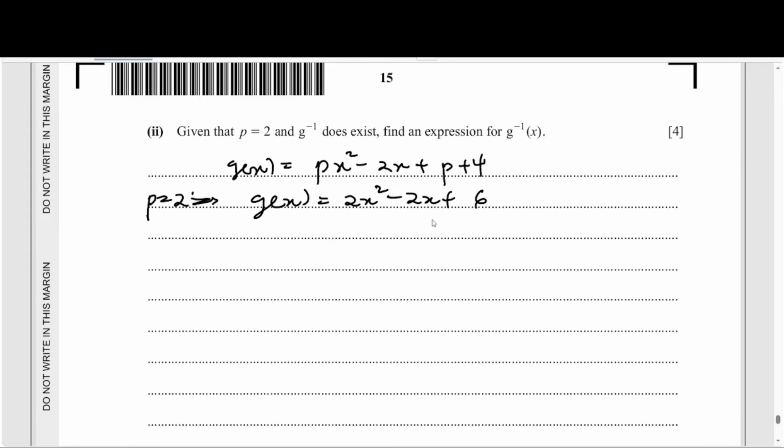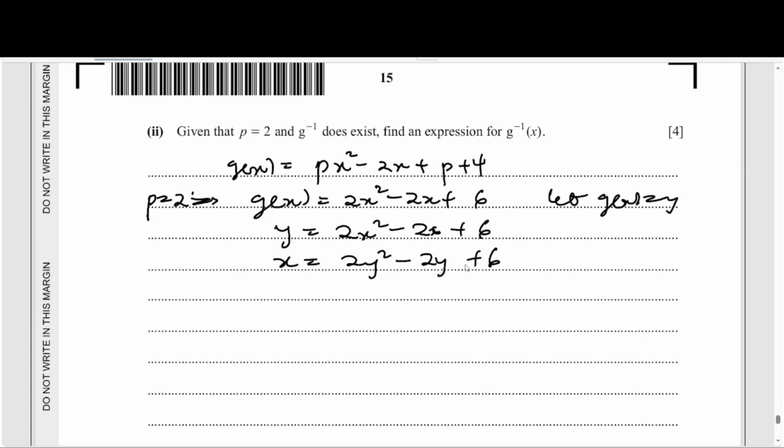Right, and then to find the inverse, first we let g of x equal y. So we replace g of x by y equals 2x squared minus 2x plus 6. We interchange x and y so that we have x is equal to 2y squared minus 2y plus 6. And now we make y the subject from here.